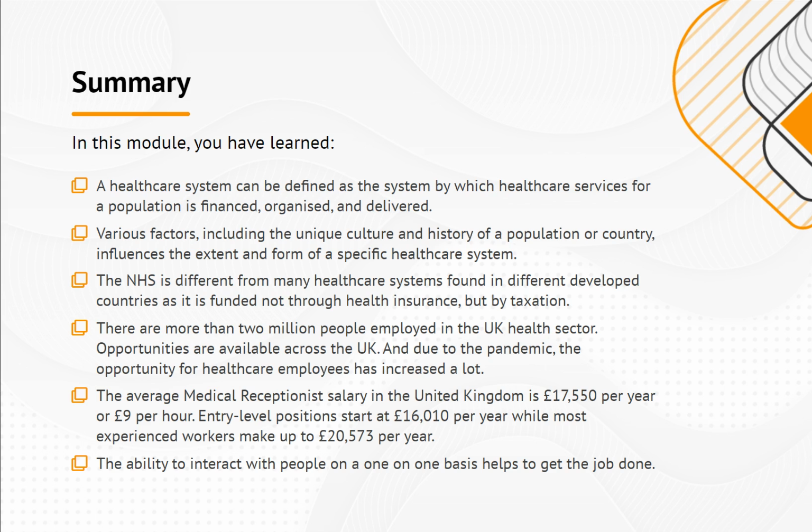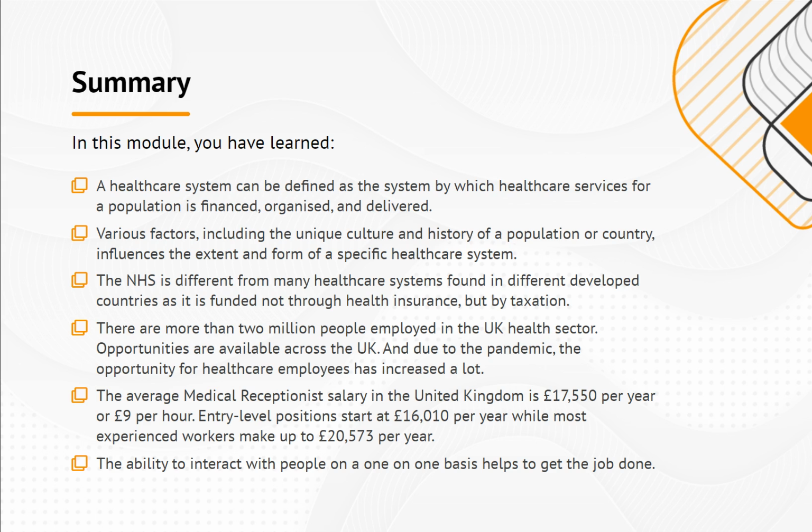There are more than 2 million people employed in the UK health sector. Opportunities are available across the UK. And due to the pandemic, the opportunity for healthcare employees has increased a lot. The average medical receptionist salary in the United Kingdom is £17,550 per year or £9 per hour. Entry-level positions start at £16,010 per year, while most experienced workers make up to £20,573 per year.